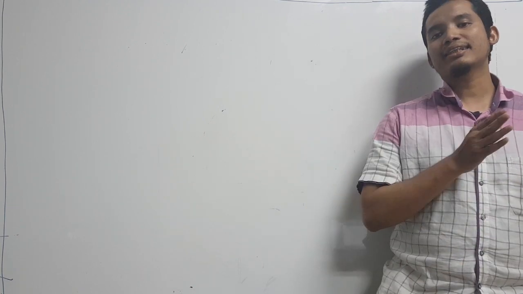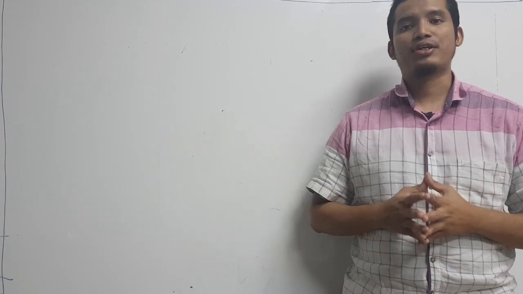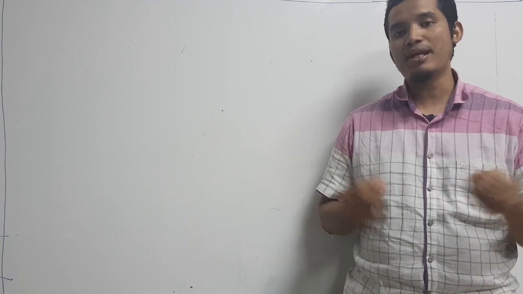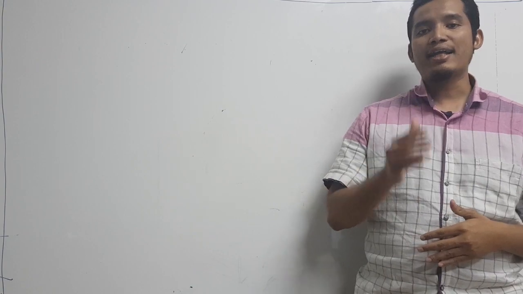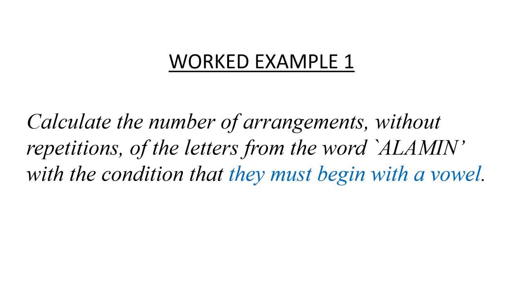In the last lesson we learned the meaning of permutation and how to calculate the simplest permutation. Today we are going to see permutation with conditions. So let's go see the question. Worked example 1.